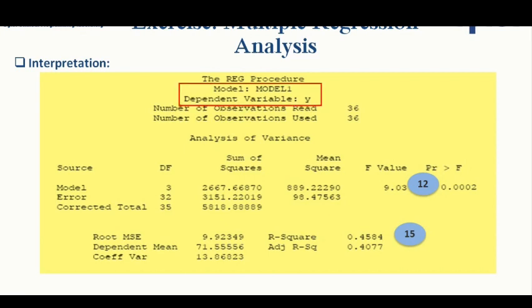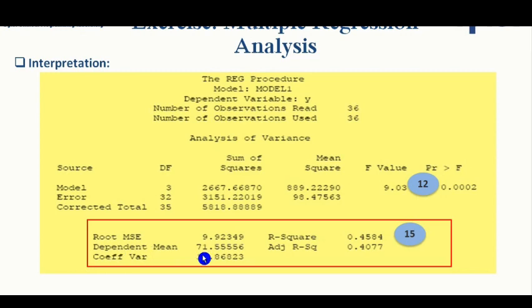But here, what it tries to tell you is this: when you are using model 1, that is the first model, which was with all the variables, all the independent variables considered, then the F test statistic value is 9.03 and the p value is 0.0002, which is far less than 0.05. We will interpret this value after some time.